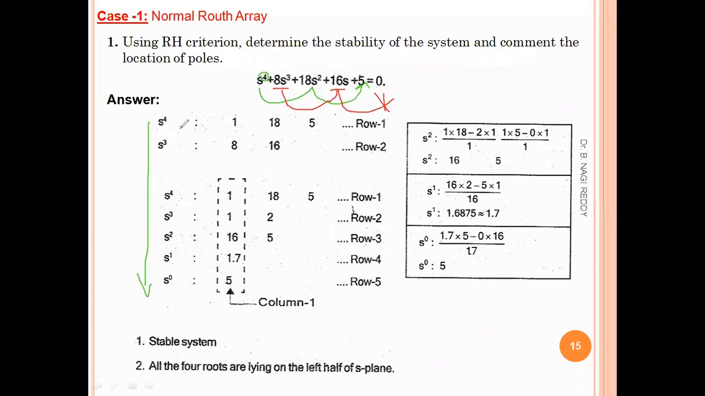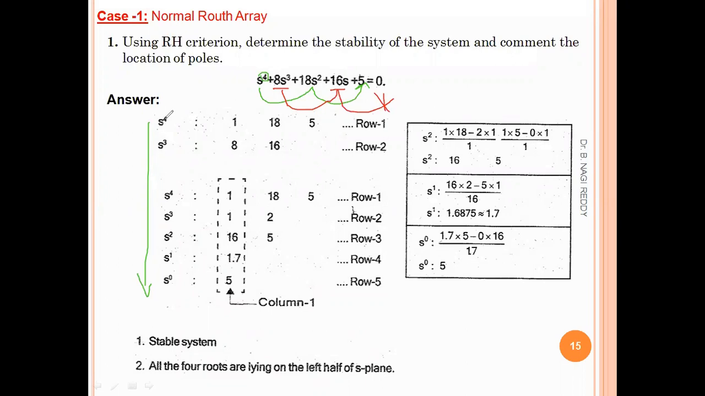Okay, so how are row 1 and row 2 constructed? Row 1 is constructed with the coefficients of the maximum s power. If it is an even number, then we will write the even number coefficients. If it is an odd number, then it will be the odd number coefficients. The second row will be vice versa for the first row.